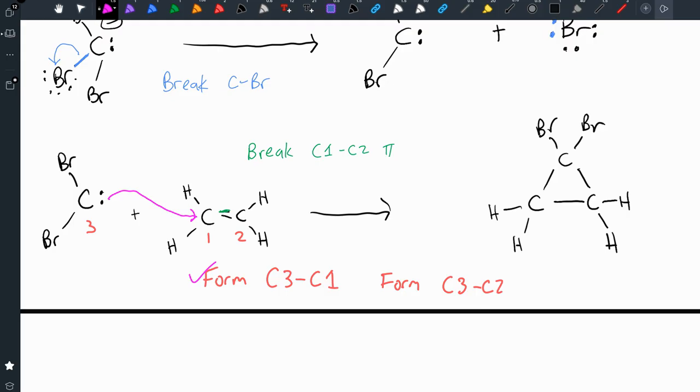Now I have two things left. I need to break the carbon 1 to carbon 2 pi bond. So that means I'm going to have an arrow that starts at that bond. I can use that to go and share with carbon 3 to make the carbon 3 to 2 bond. So here we have two arrows, and that leads to these products. This pair of electrons came from the carbon 3 lone pair. This pair of electrons came from the carbon 1 to 2 pi bond.